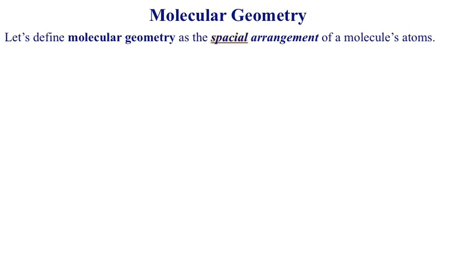I'm going to start this video with a definition. Let's define molecular geometry as the spatial arrangement of a molecule's atoms. By spatial arrangement, I mean how the atoms are arranged in 3 dimensions.